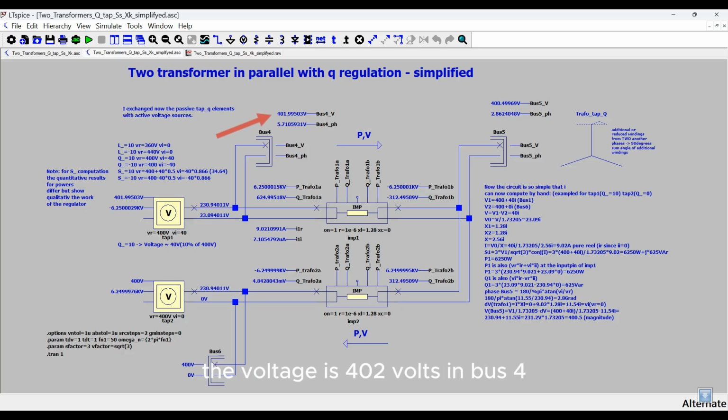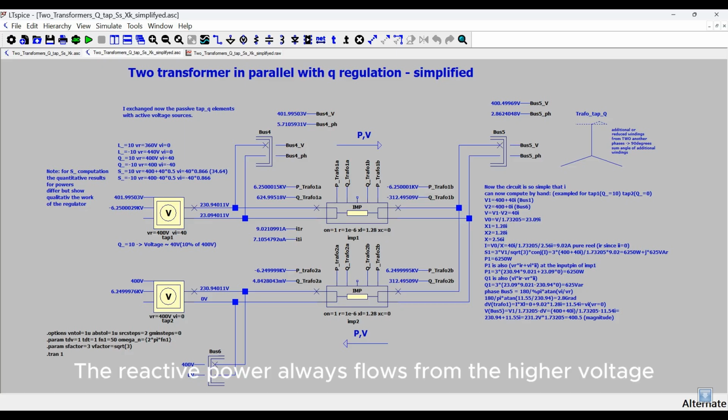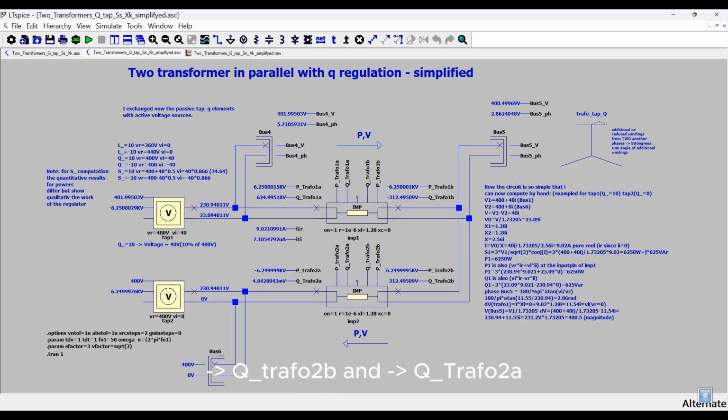The voltage is 402 volts in bus 4, 400.5 volts in bus 5, and 400 volts in bus 6. The current is purely real with 9 A: voltage imaginary, impedance imaginary, current real. The reactive power always flows from the higher voltage to the lower voltage. This can be seen by plotting the sequence Q transformer 1A, minus Q transformer 1B, minus Q transformer 2B, and Q transformer 2A. The voltage source tap 1 first supplies 625 var to transformer 1, where 312.5 var is consumed, and the remaining 312.5 var is supplied to transformer 2 and consumed there.